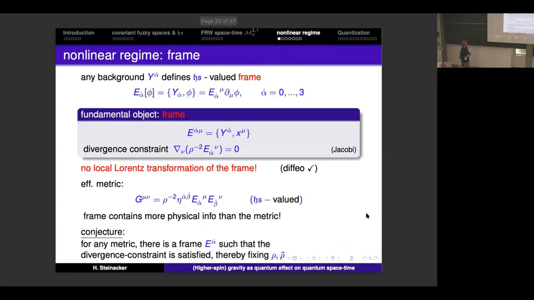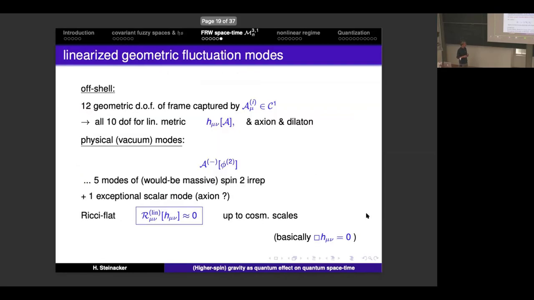But now let me look at the nonlinear regime and then at the quantization. There is an explicit way. You can write it down. It's a derivative, del mu a nu plus del mu a nu, something like that, roughly speaking. But we can make it completely explicit.